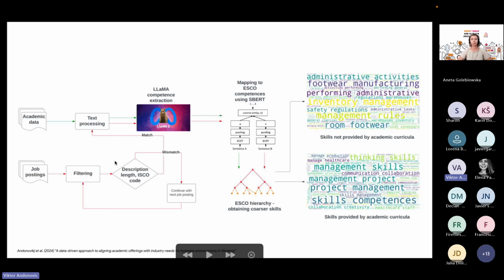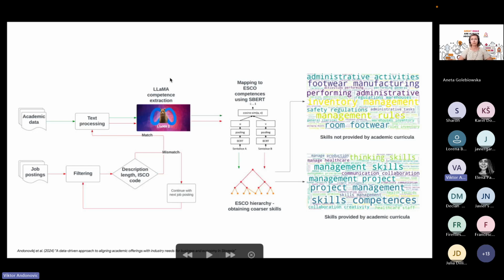So after that, when we have the data sources pre-processed and the data ready for modeling, we use an open source language model, a Llama model, which comes from Meta, from Facebook, which is a language model such as the one used in ChatGPT, and we pass the job postings and the academic data into this model, and ask it to generate basically a text which will extract the competences from both of the data sources.